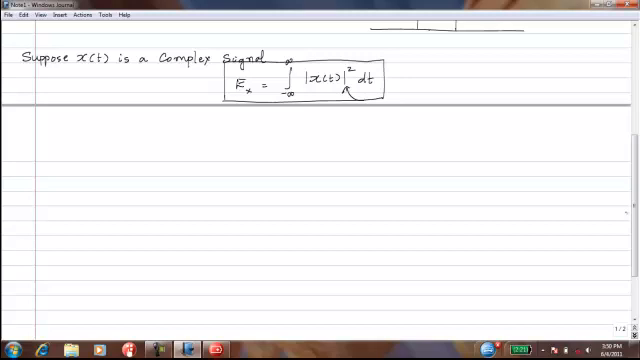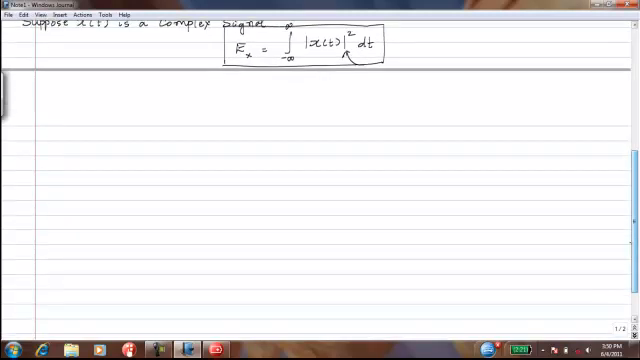The same thing works for discrete time signals as well. So if x of n is a discrete time signal, then the energy associated with the signal is, the integral now becomes a summation, of course, of the magnitude of x of n squared.